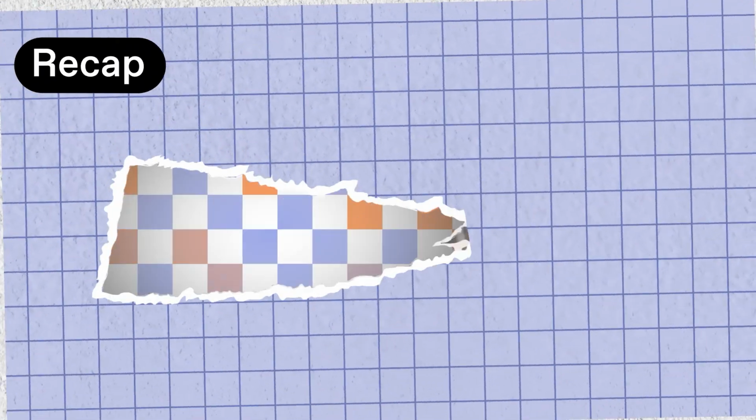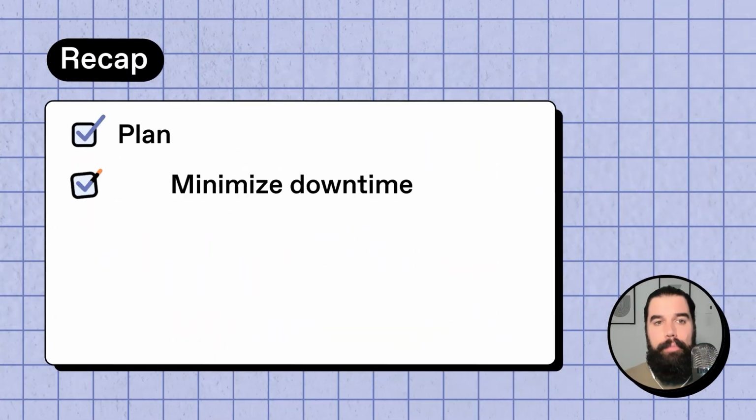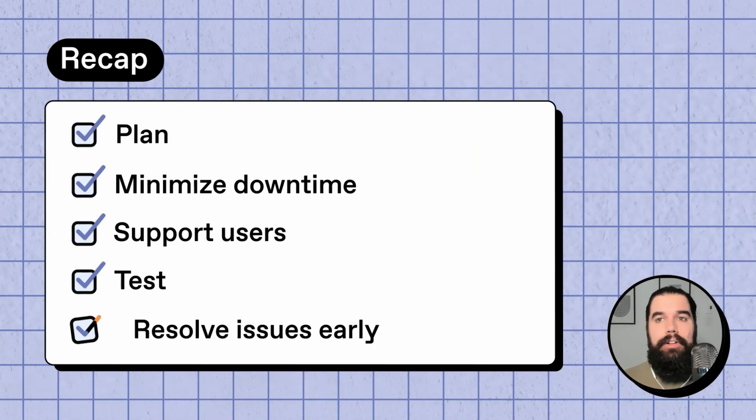Here's a recap. Migrations come in all shapes and sizes: tenant-to-tenant, on-prem to on-cloud, or platform shifts like Google Workspace to Microsoft 365. The key is planning, minimizing downtime, and keeping users supported. Test your migrations and tackle challenges head on.